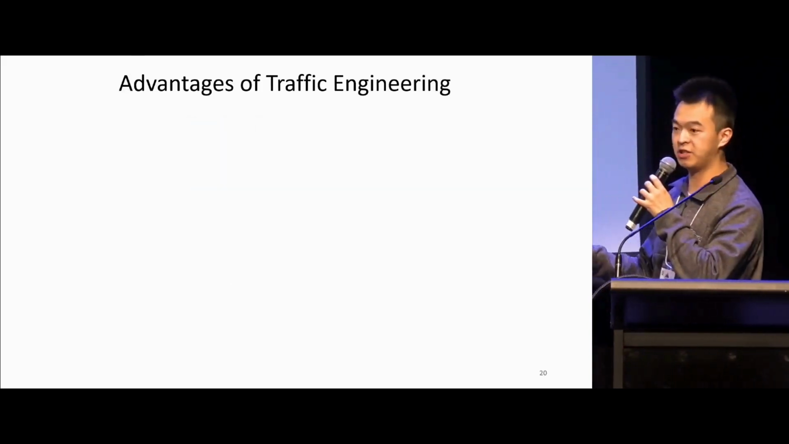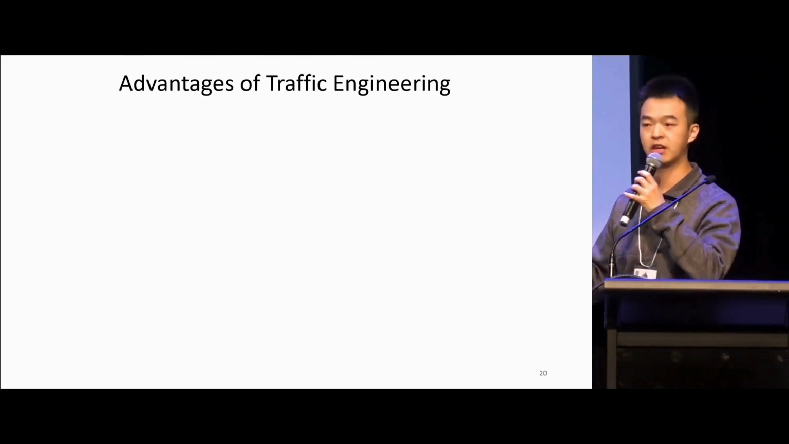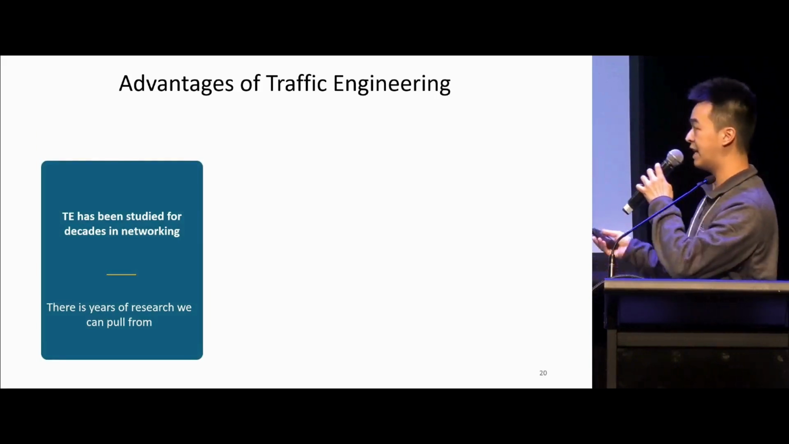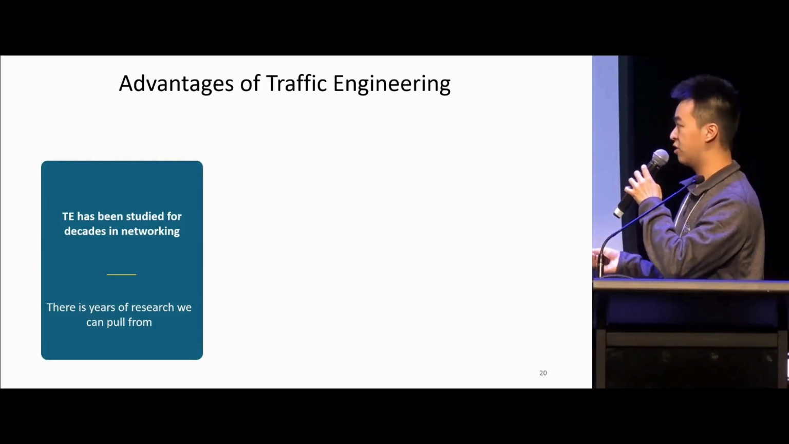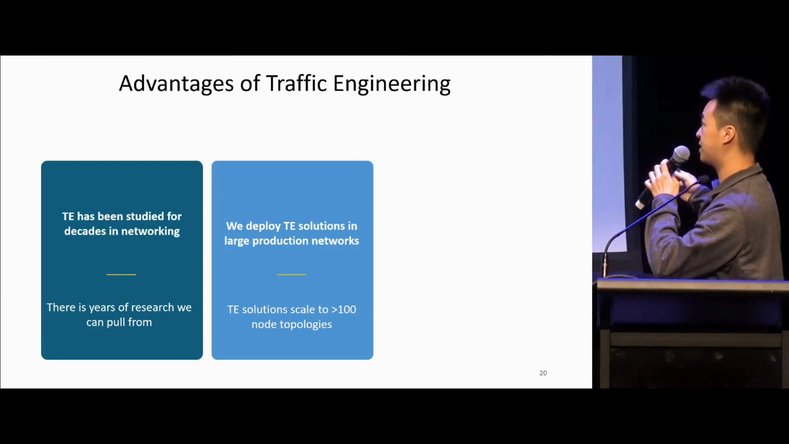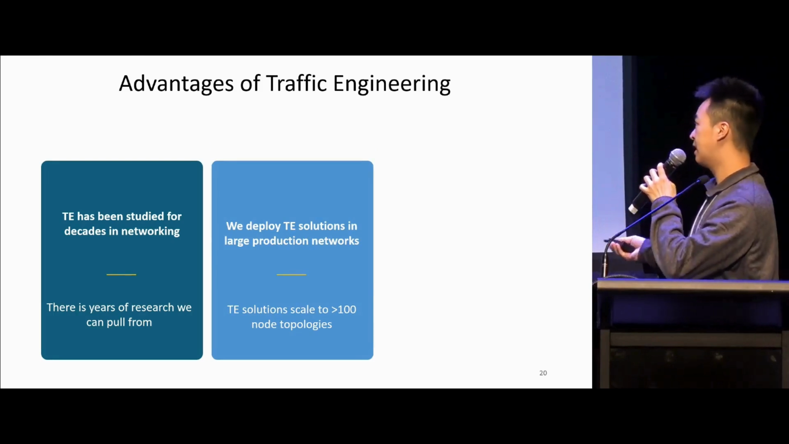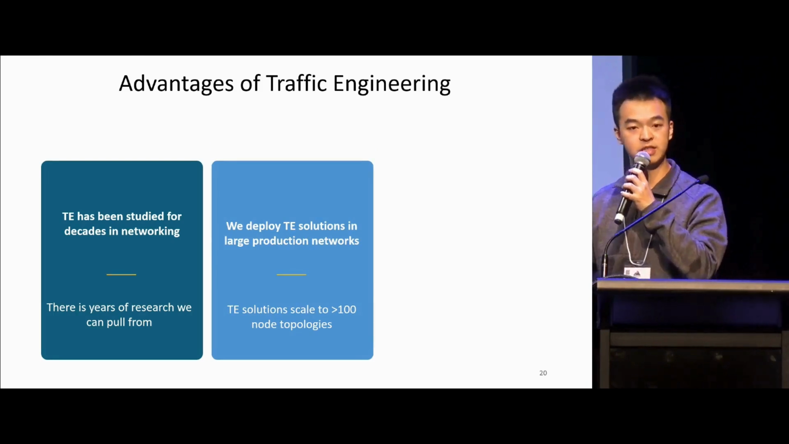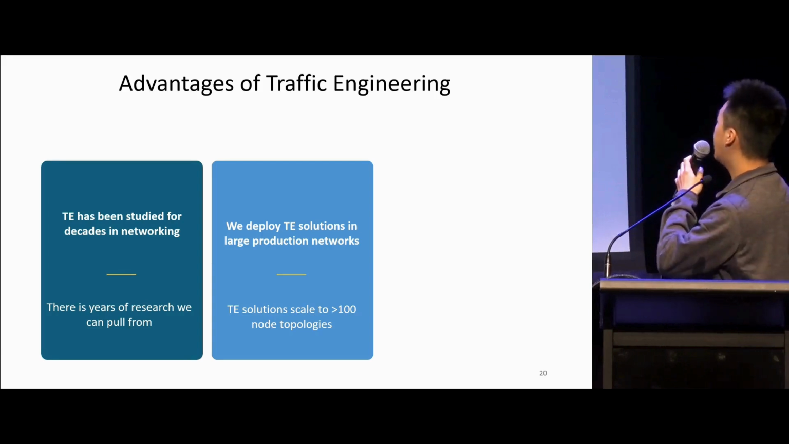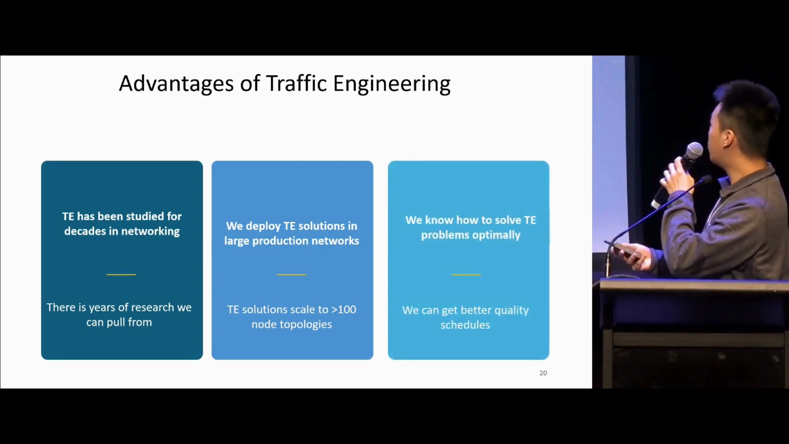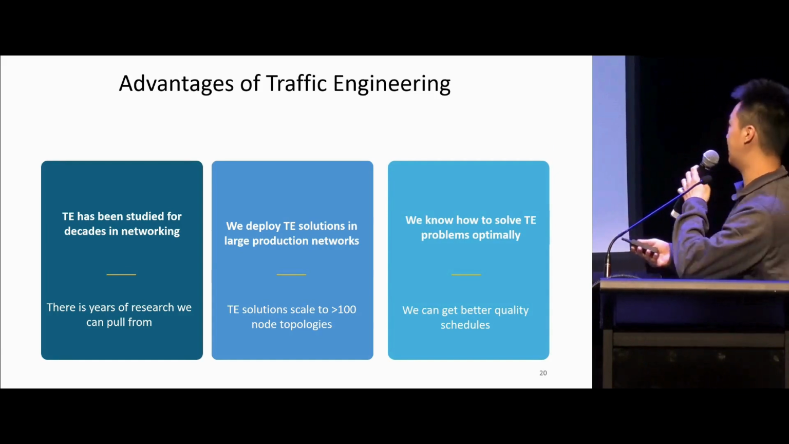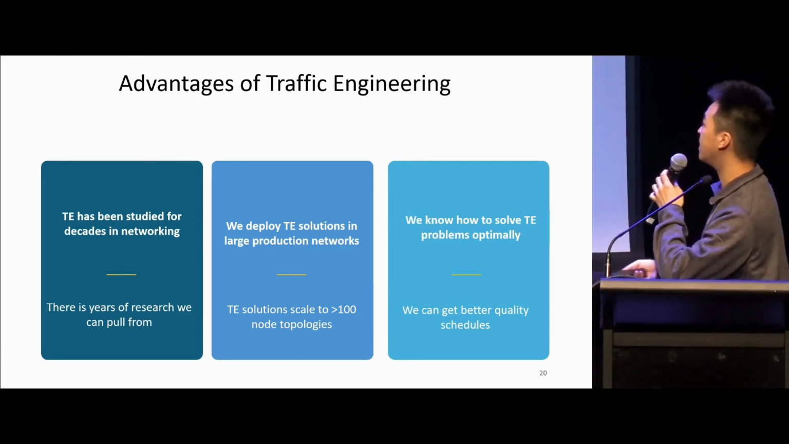And there are tons of advantages of framing the collective communication problem in a traffic engineering way. First, traffic engineering has been studied for decades in networking, so there's years of research we can pull from. And we have deployed traffic engineering solutions in large production networks. They can scale up to 100 nodes topologies, which is the scale we need for our increasingly large models. And lastly, we know how to solve traffic engineering problems optimally. That means we can potentially get better quality schedules.